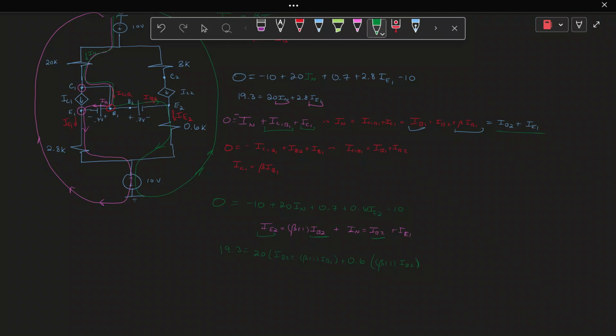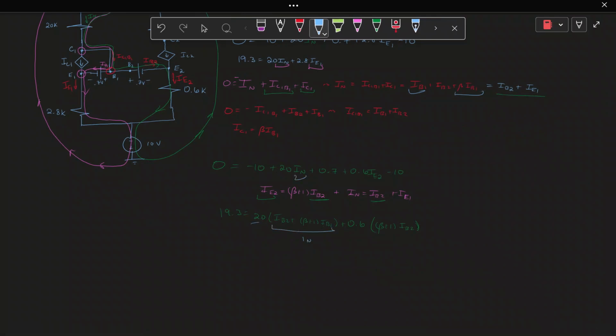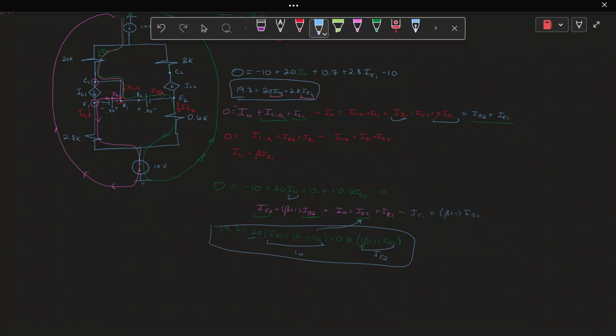All right. So now, just so y'all know, make sure I'm not confusing anyone, I plugged in 20. This is still IN. This comes from right here, and IE1, same thing as IE2, is equal to beta plus 1 IB1 now, right? And this is our IE2. But what do we notice about this equation here and this equation here? Well, they're both equal to 19.3.